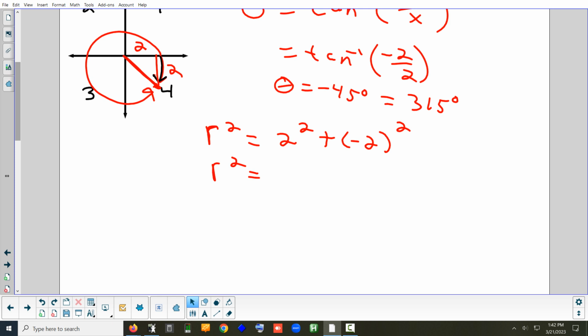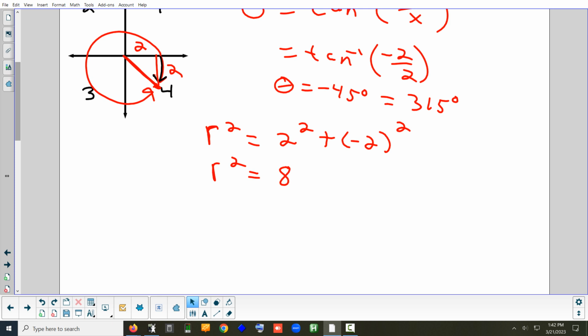So now we'll simplify that. Jenna, what's 2 squared plus -2 squared? Is it 0? Or 8? One of those numbers. It's 8, yeah. So 2 squared is 4, -2 squared is 4. So we end up with r squared equals 8.